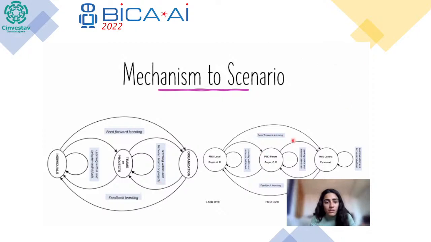And as you can see on the right, we customized our organizational learning scenario on the axis of risk management. We have Roger as a PMO manager and 2 project managers, A and B, working in the local area. These are the individuals at the local level. And in the middle, there is the PMO forum, including Roger and 2 managers from different PMOs, C and D.